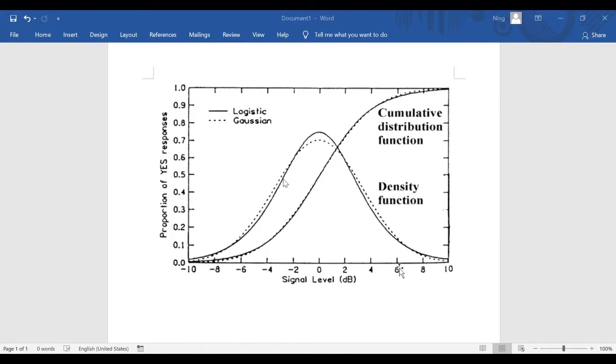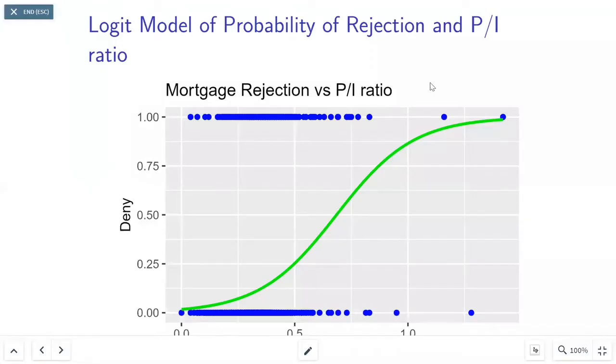By converting the PDF to the CDF, you will see that the CDF of the two distributions are very similar. Since the probit model is based on the CDF of a normal distribution, and the logit model is based on the CDF of a logistic distribution, the fit for both logit and probit should be very comparable. If you fit a logit model on the same data, you will see that the fit is very similar to the fit of a probit. The logit model is bounded between 0 and 1 because the result of a logistic CDF is a probability measure.